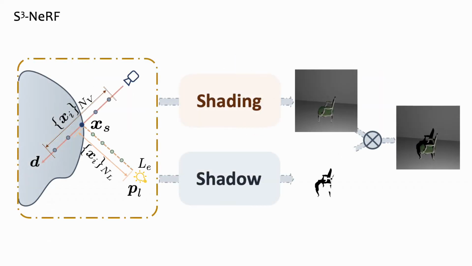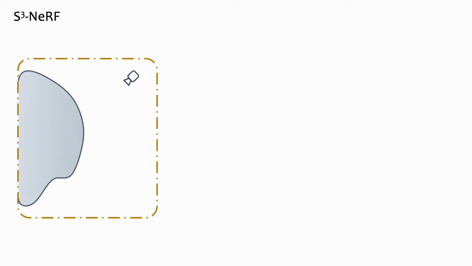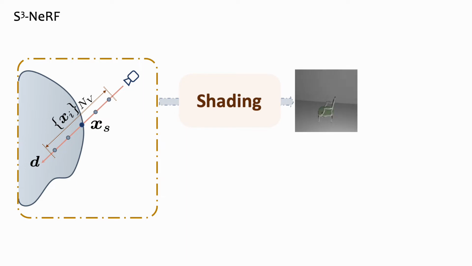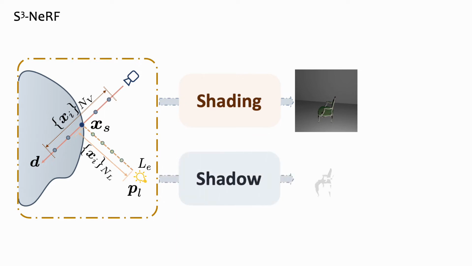In this work, we propose S-cube NeRF to jointly optimize shading and shadow using a Neural Reflectance Field representation. For each camera ray, we first apply root finding to locate the surface point. M points on the camera ray are sampled around the surface to generate accumulated shading values, and L points are sampled on the surface-to-light segment to calculate light visibility. They are multiplied to output the final RGB value.